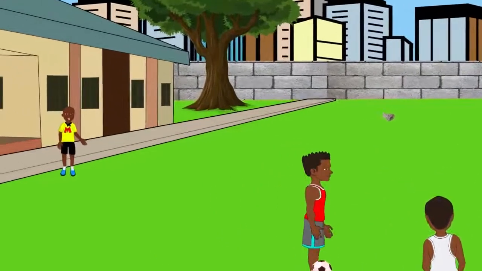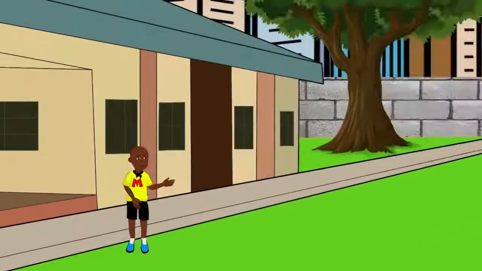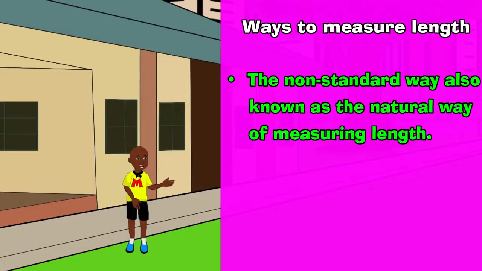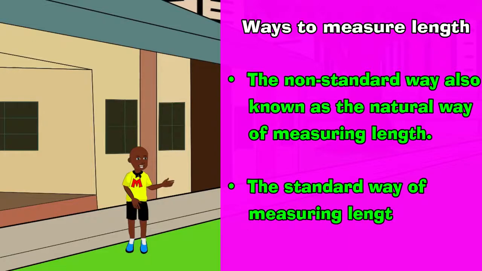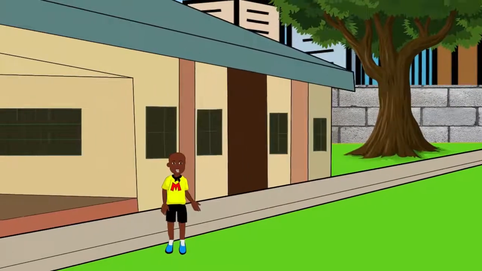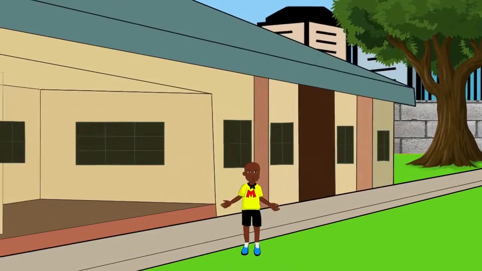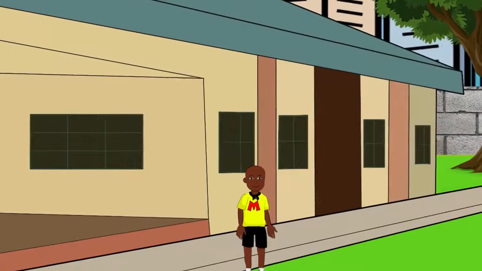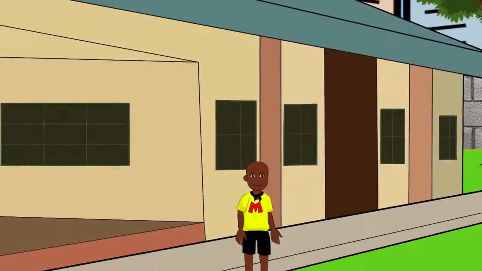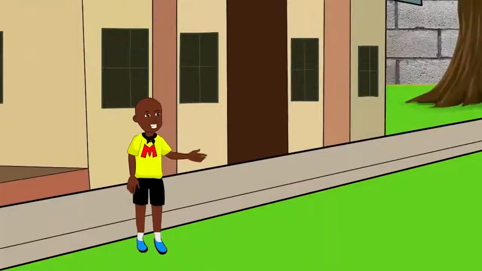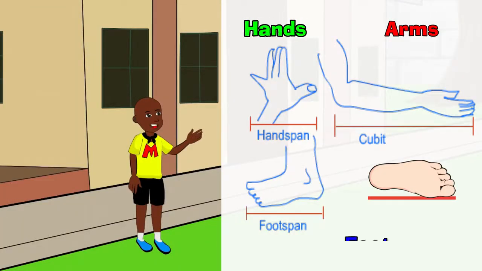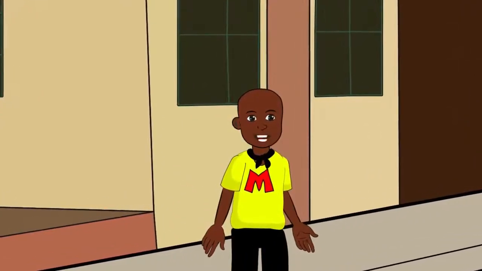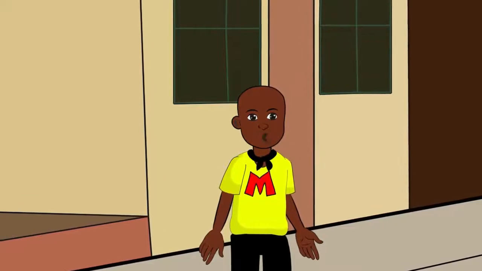There are two ways we can measure length. They are the non-standard way, also known as the natural way of measuring length, and the standard way of measuring length. Let's talk about the natural way of measurement a little. Did you know that before we had things like a ruler for measurement, people measured the length of a thing with the parts of their body? Yes, we did. We used our arms, hands, and feet. Cool, right? This was the natural way we measured things back then.